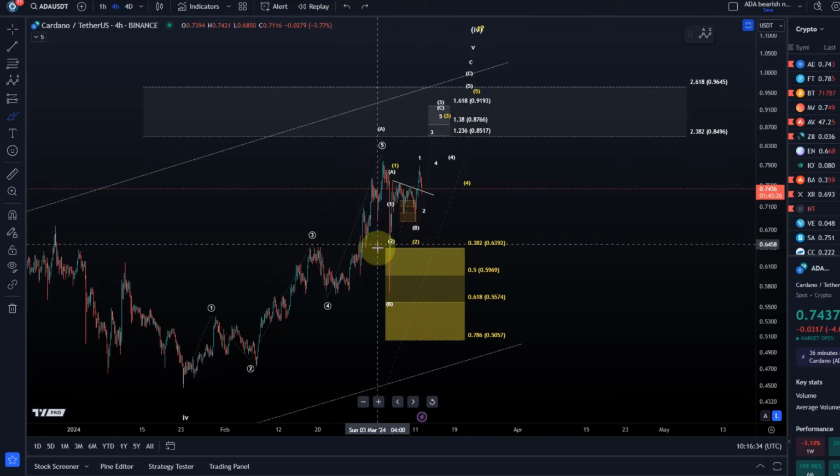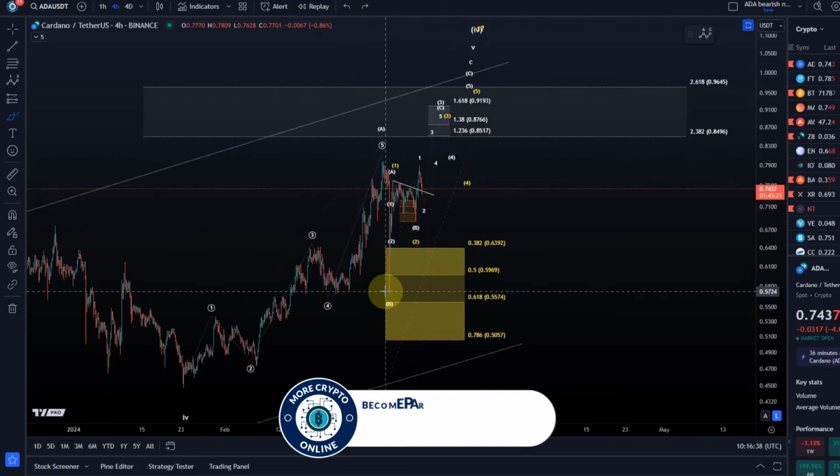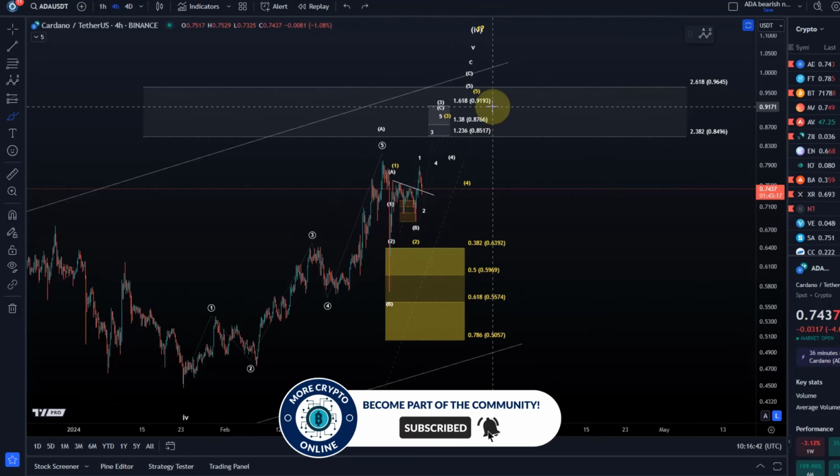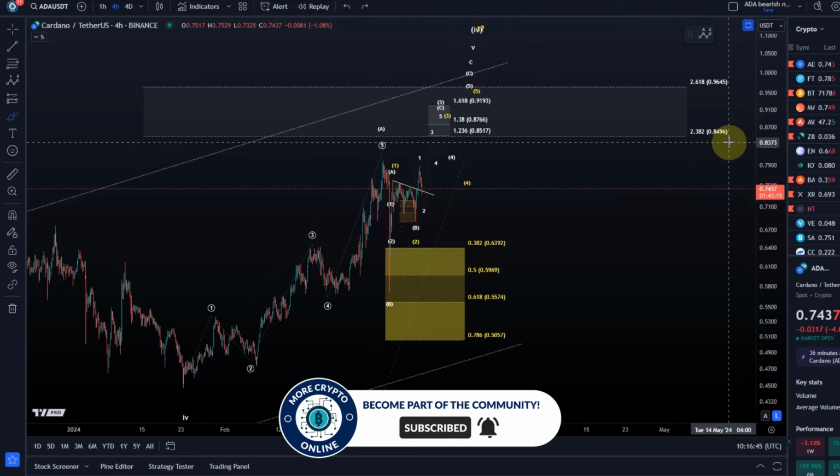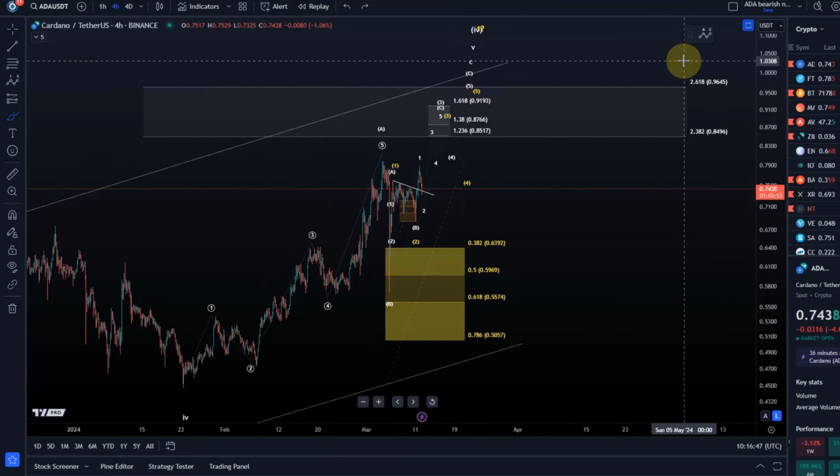The idea is that the B wave bottomed on the 5th of March with this dip into the yellow support zone. The price reached 57 cents at the time. And the C wave to the upside could send us into this target region between 85 and 96 cents. That's still my target area, still the target range.